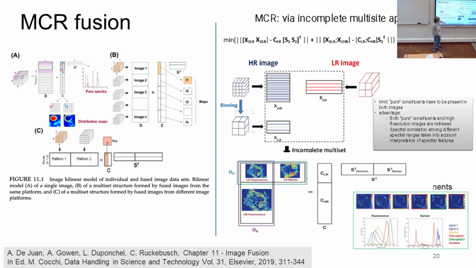And this is an example with Raman and fluorescence. And of course, you have some assumption. The assumption is that pure constituents should be shared between the two images. That the chemistry behind should be similar, at least for some components, not all, but for some.